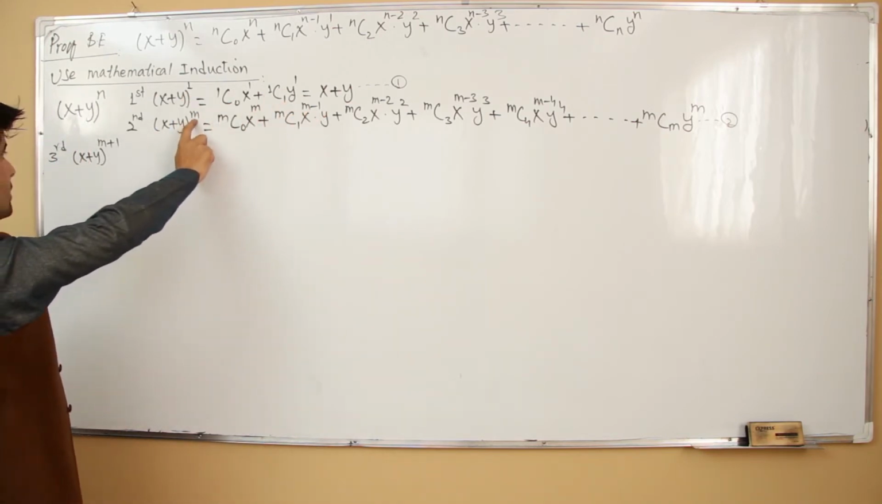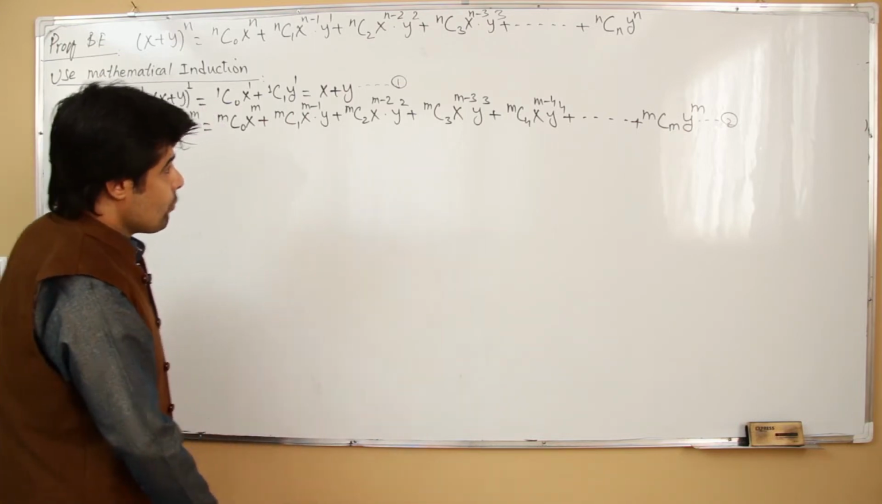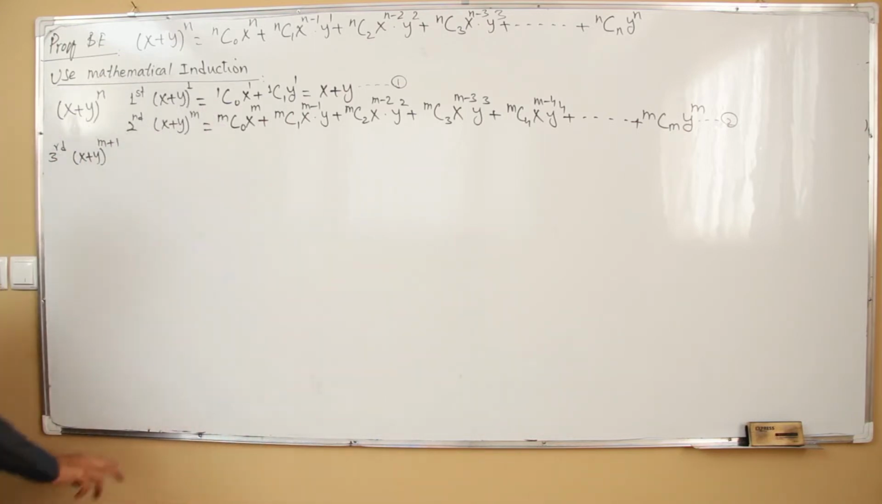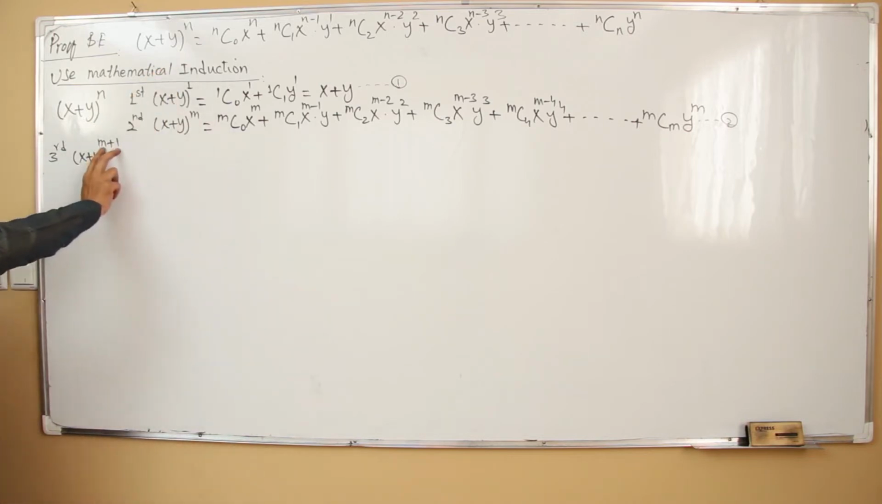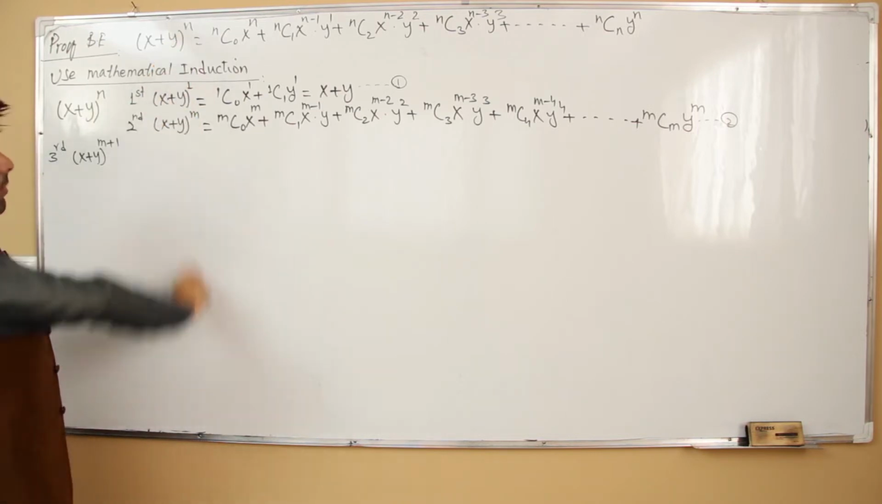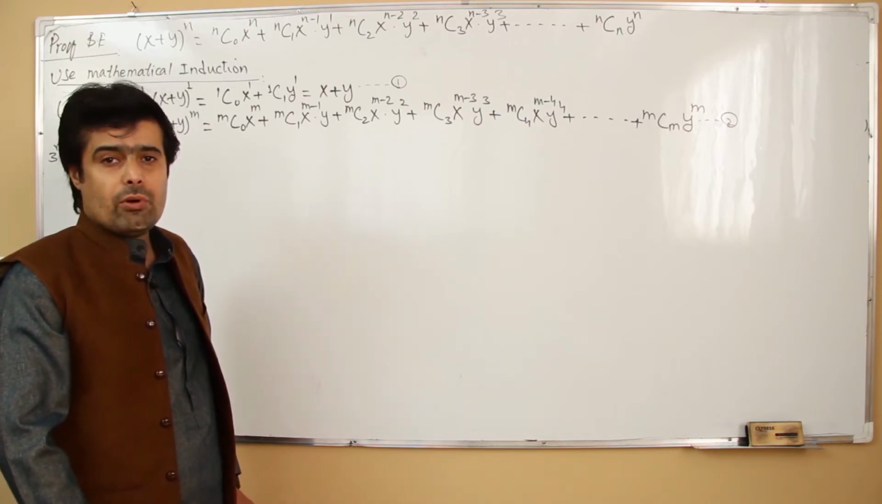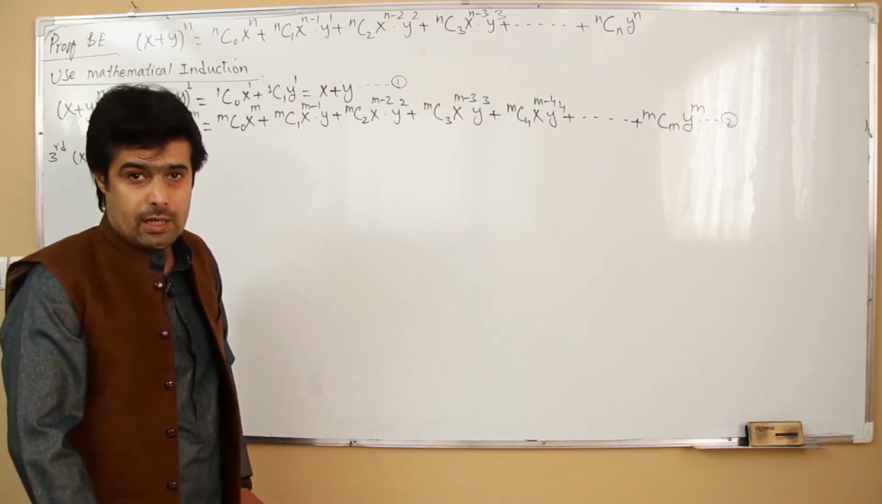x plus y raised to the power m, this one may be correct. But if we can find the proof of this formula for m plus 1, then it means that if this formula is satisfied for the m plus 1 index, then it is correct for m, for 1, and for every n power. This is the method of mathematical induction.